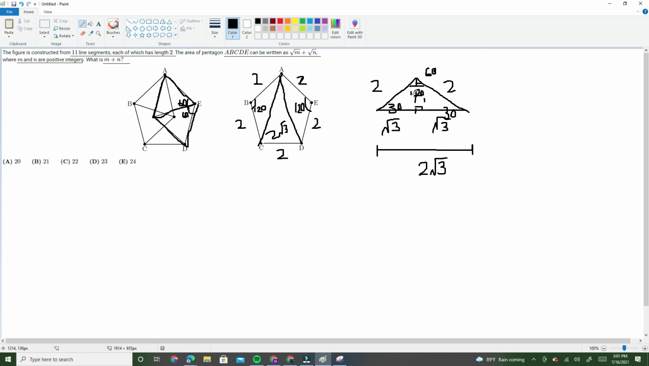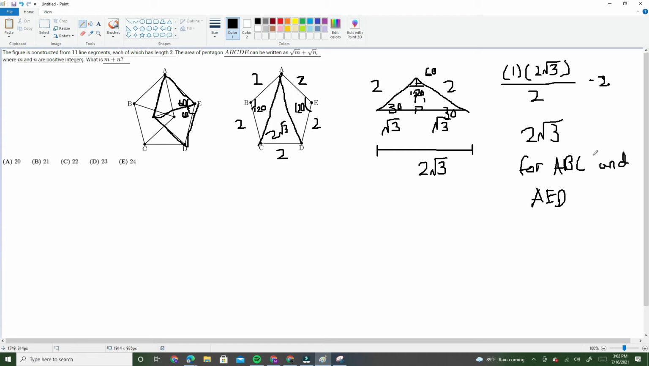We know that the height of the triangle is 1 due to the 30, 60, 90 properties and the hypotenuse of 2. And we know that its base is 2 root 3. So the area of a triangle is base times height over 2. So it's 1 times 2 root 3 over 2. However, in order to compute the area of the total pentagon, we have to compute the area of both triangles, which means we're going to have to multiply this value by 2 as well. Which means that the combined area of both triangles is 2 root 3.